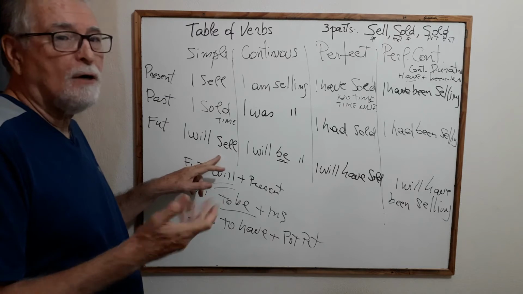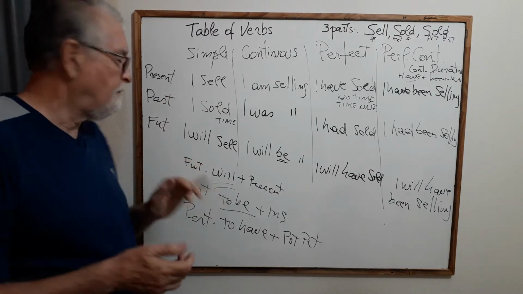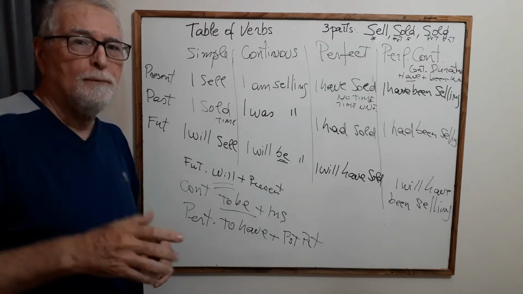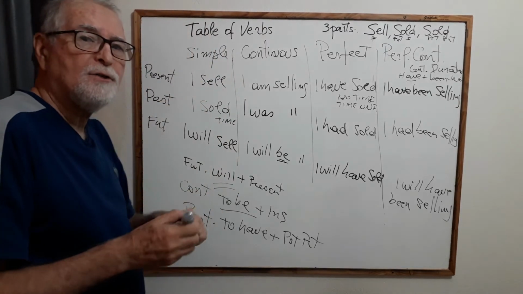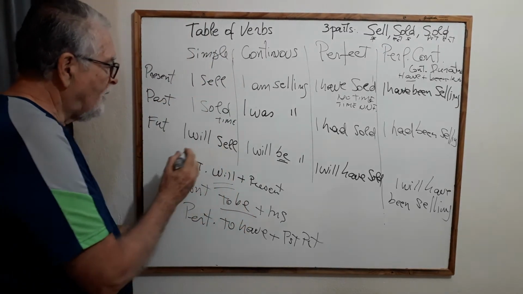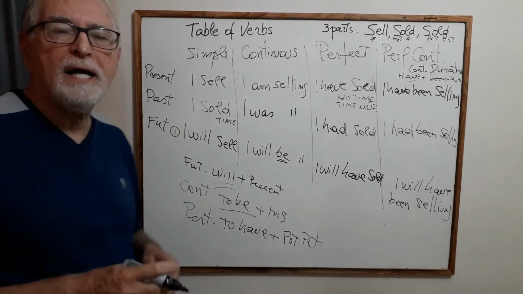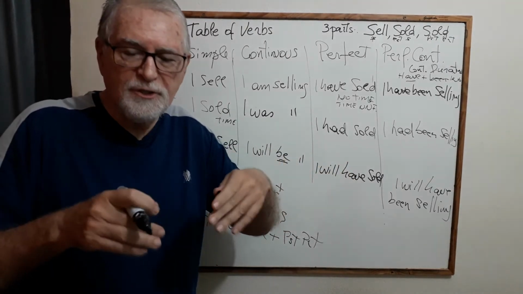I will sell is just to put will in front of the present, and you have the future simple. Something that I'm gonna do. Now remember, there are two kinds of future. One future is this one here. The first future is the one with will. I will do something that I just decided now.